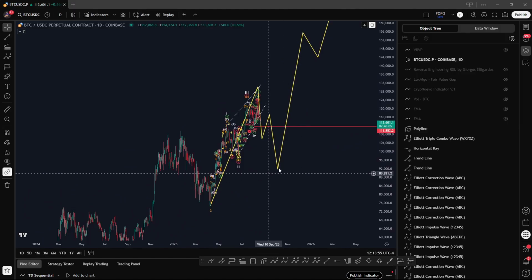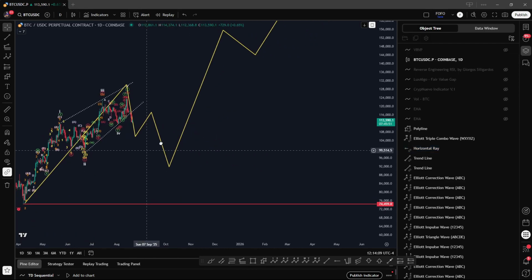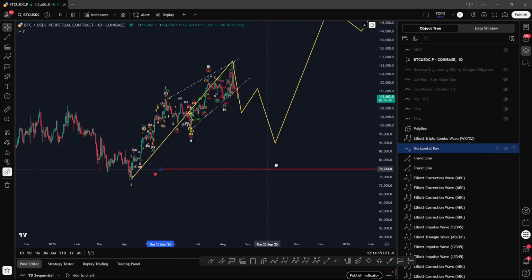We don't know yet. Until this breaks, 75K breaks, then you know that that's finished. Just like you know that this one's going to be finished if this line breaks. If that line breaks, then you know for certain that that's finished. Until then, you have to use probability and what you're seeing and what you're counting. And you place your bet.